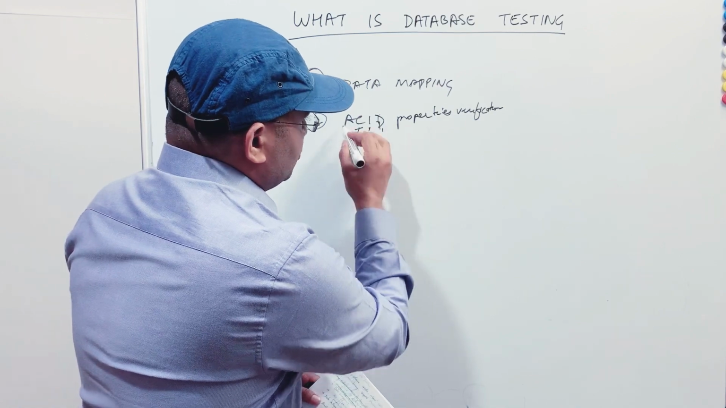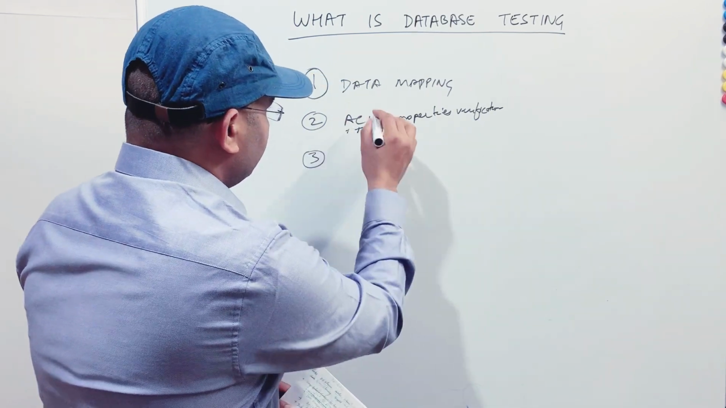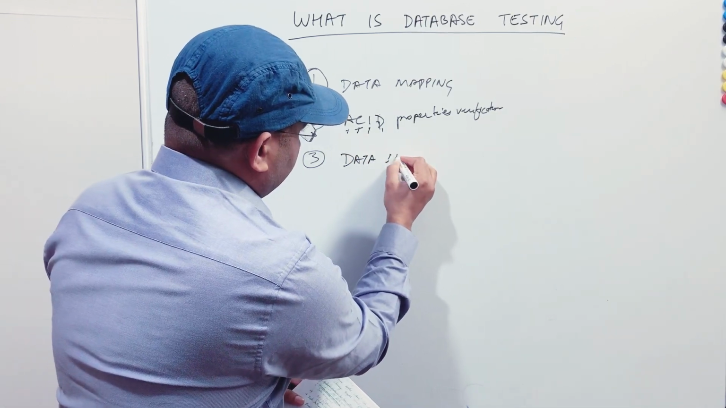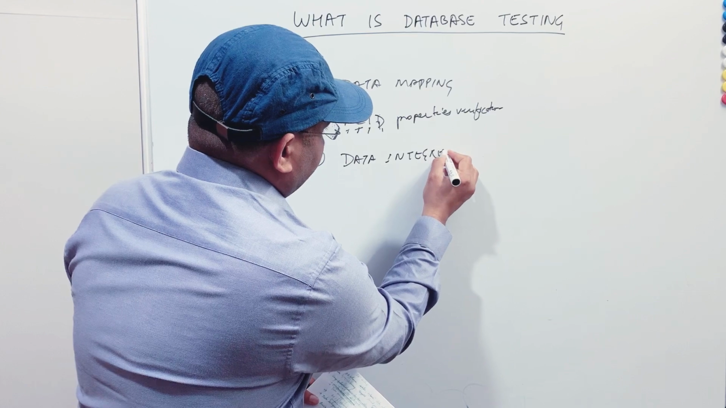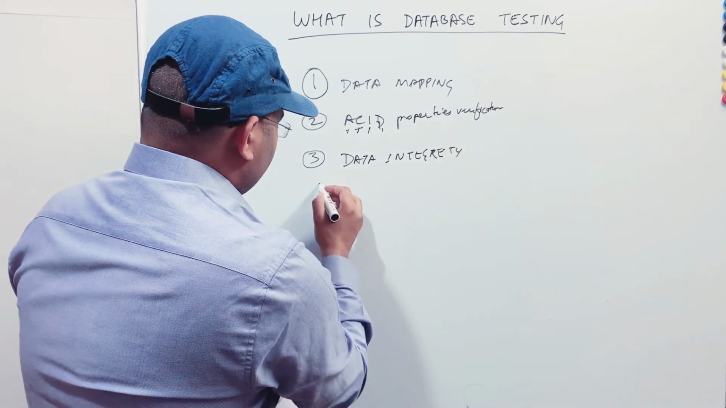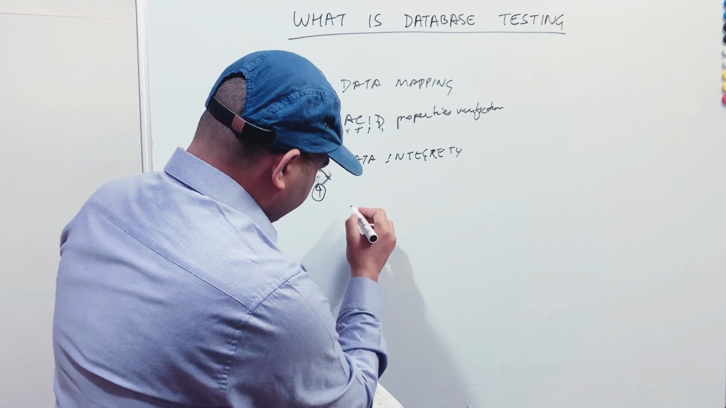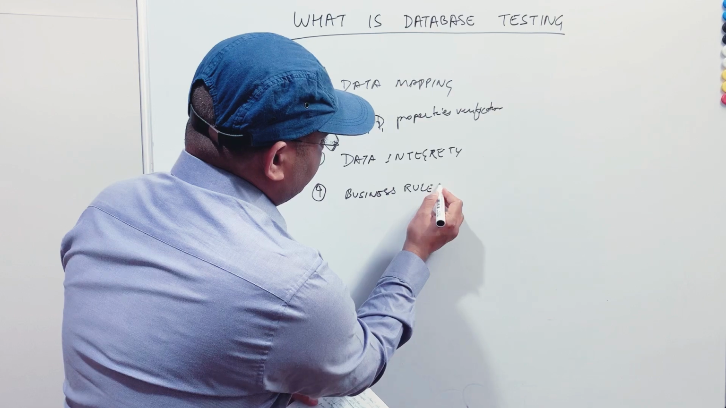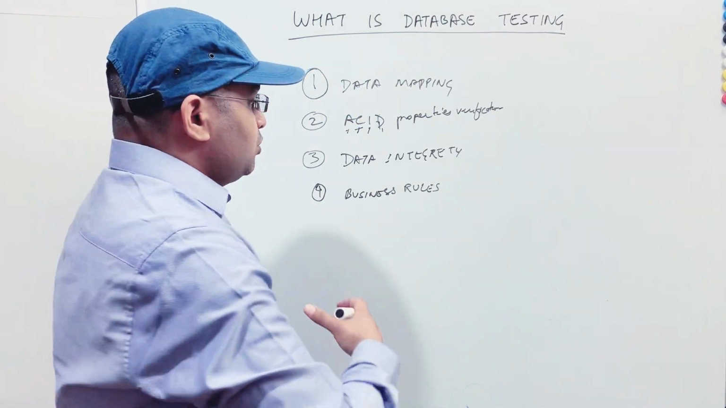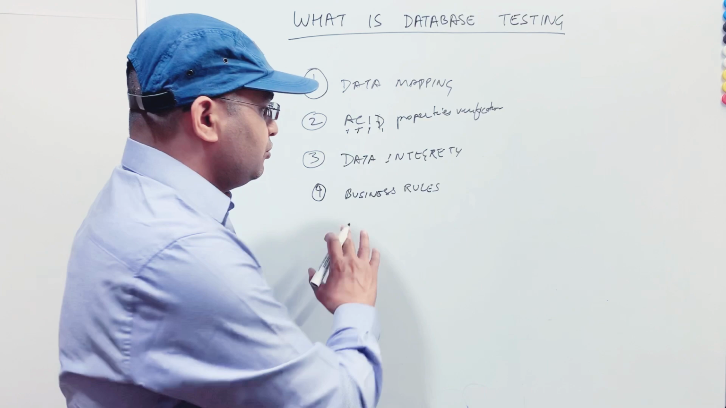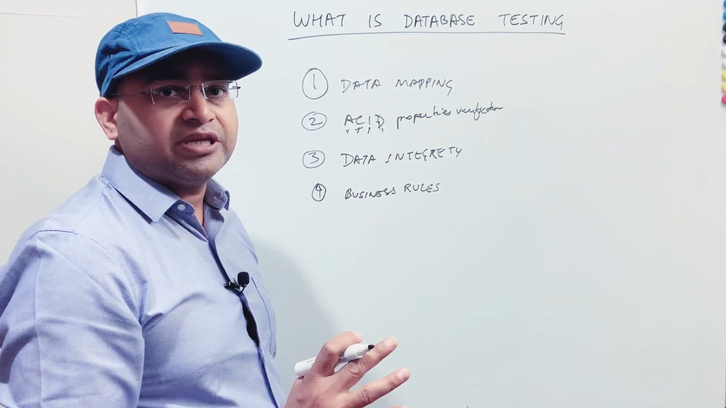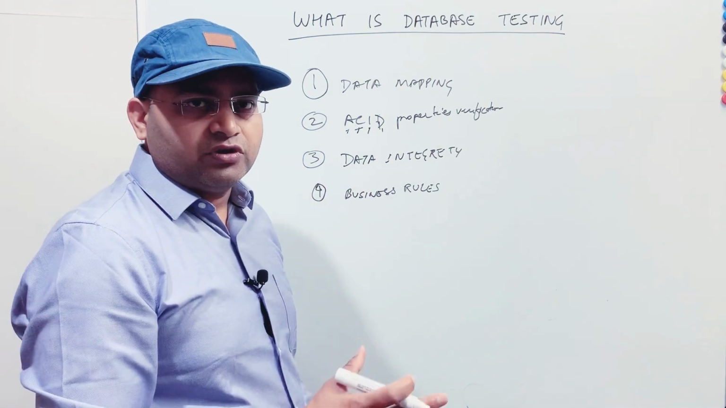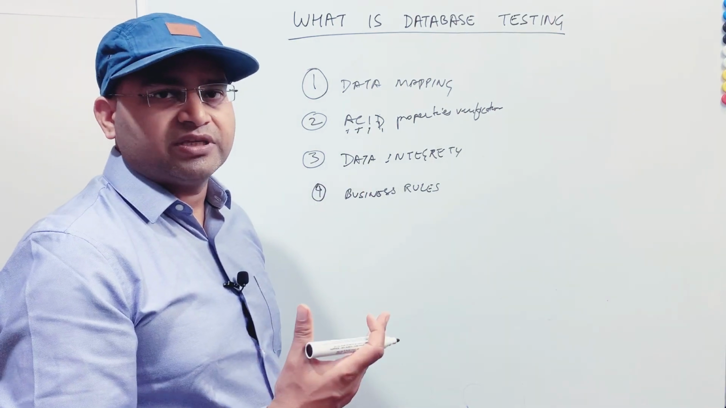I'll explain this with an example, right? The third important thing in database testing is data integrity, and I'll explain data integrity as well. The fourth thing is business rules. Business rules are also implemented within the database. So when you are testing the database, you need to ensure that the business rules implemented within it are working as expected, similar to what we have discussed for the functional testing of the web interface, right?